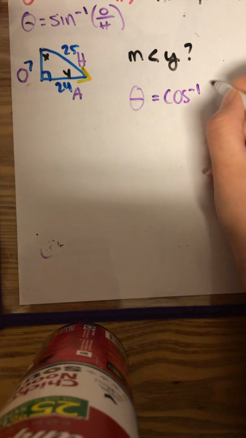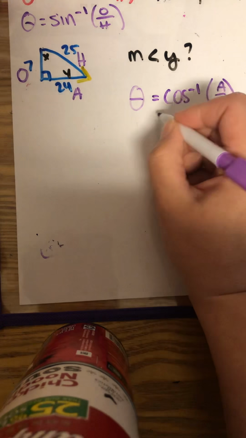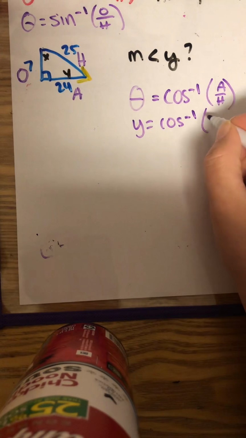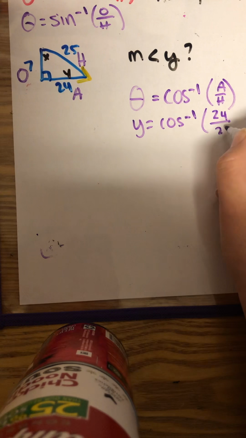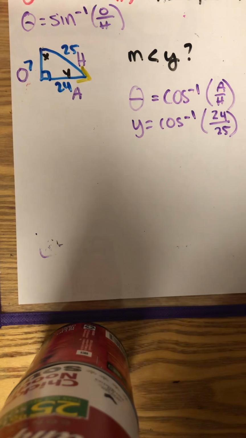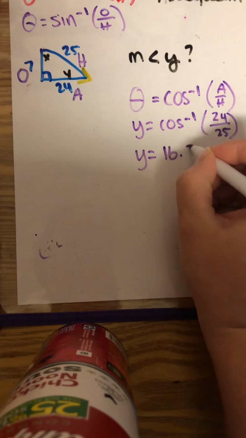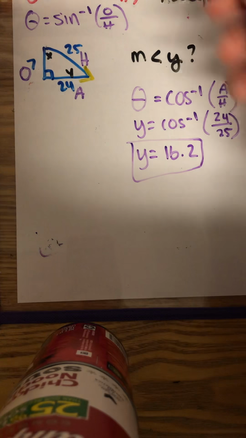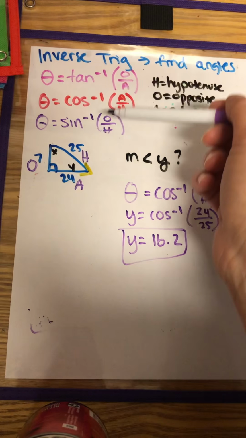Do cosine again. And I'm looking for Y. The inverse of cosine is adjacent, which is now 24. Its number changed. Over 25. I plug that in the calculator and I get 16.2. And it doesn't matter which one I choose. If I'm given all 3 sides, I can use any of these up here that I want to.